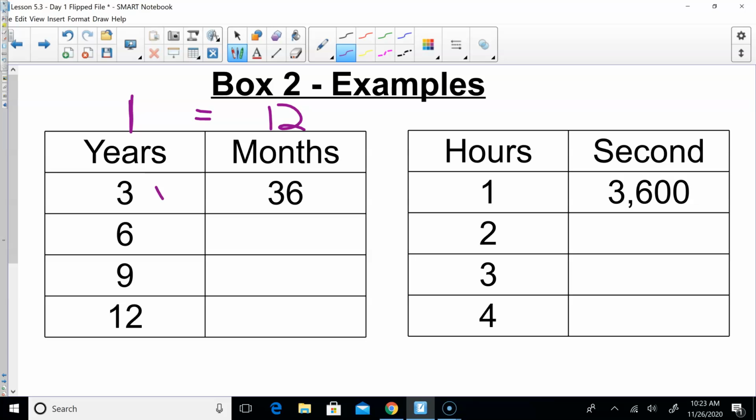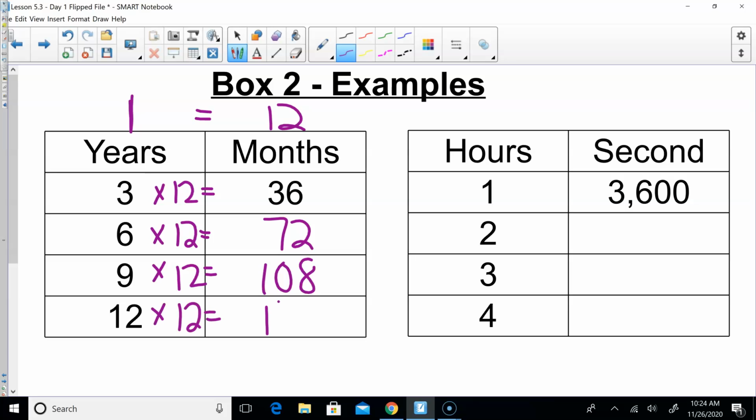Well, they took 3 times 12, which equals 36. So the same thing's going to happen. I'm going to take 6 times 12, because once I know the relationship, now it's just doing the math. 6 times 12 is 72. 9 times 12 equals 108. And 12 times 12 equals 144. So once you know the relationship, all you're doing is multiplying that number of how many you have by that relationship number that you found in the beginning.